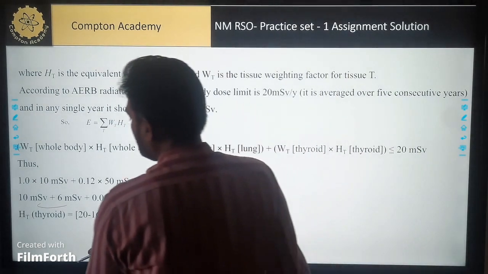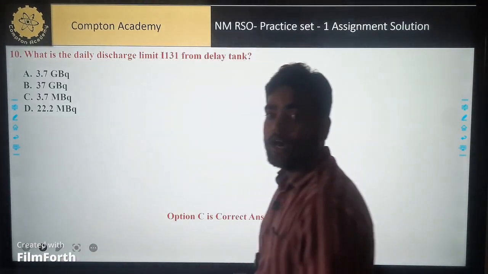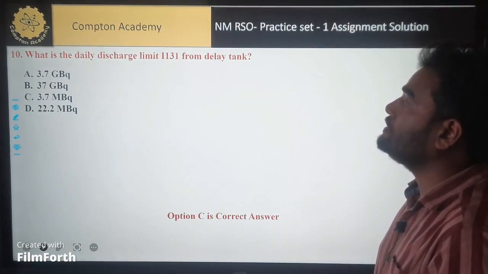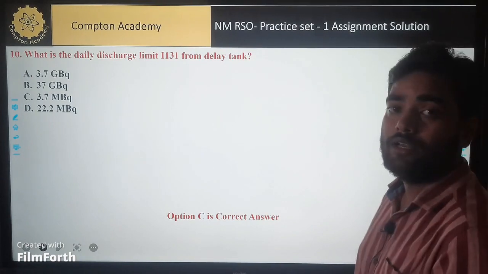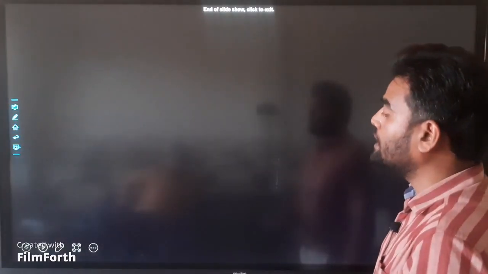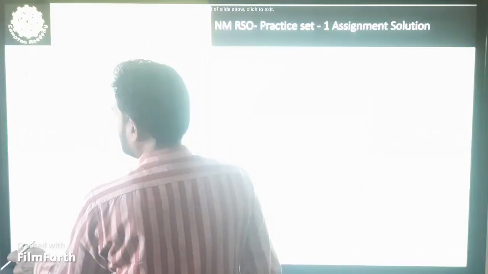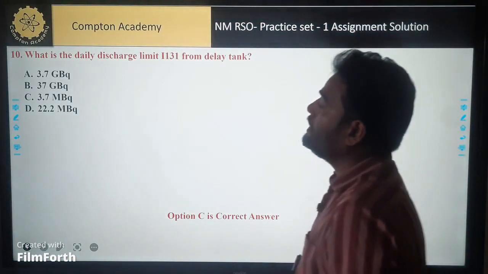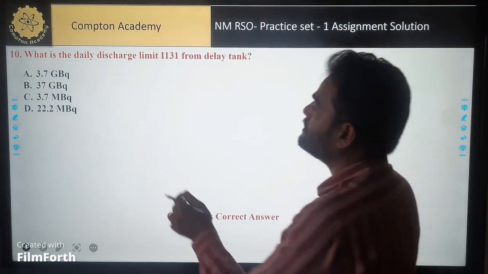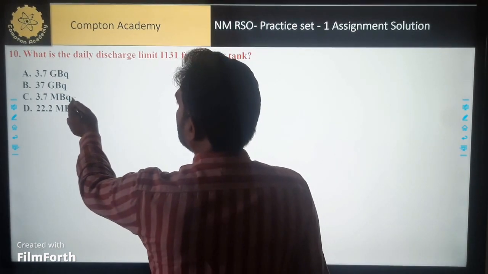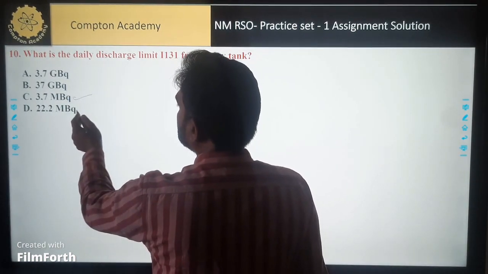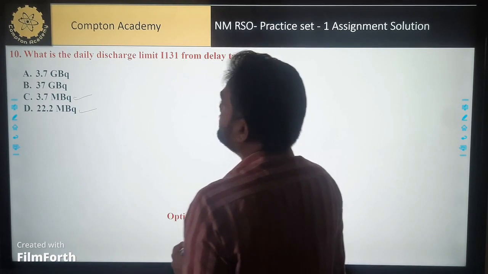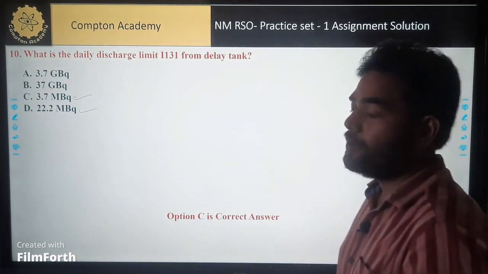Now we will move towards the next question. The question asks: what is the daily discharge limit of iodine 131 from the delay tank? For this, the daily discharge limit is defined as 3.7 megabecquerel and the monthly discharge limit is 22.2 megabecquerel.